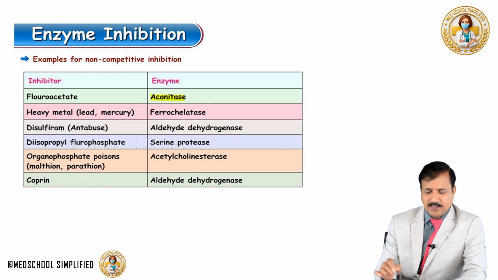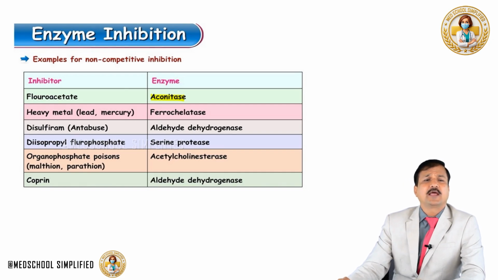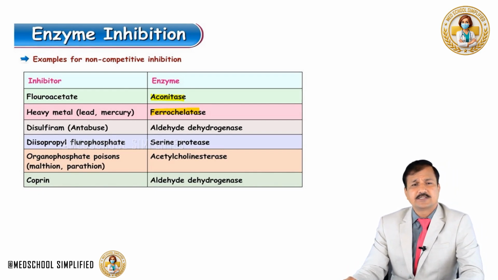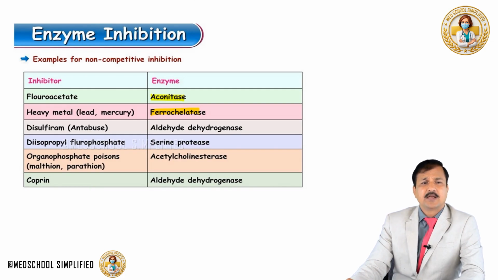Fluoroacetate is a non-competitive inhibitor of aconitase. Aconitase is one of the enzymes in the TCA cycle. Rat poison, fluoroacetate, inhibits the TCA cycle at aconitase. Heavy metals like lead and mercury have an effect on the ferrochelatase enzyme, and ferrochelatase is an enzyme in heme synthesis. That's why lead and mercury can decrease heme synthesis, leading to anemia.